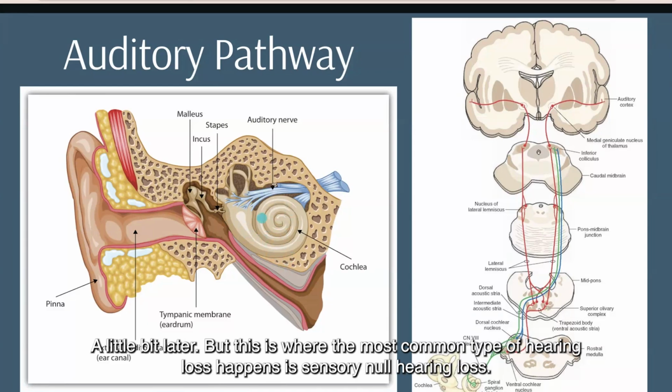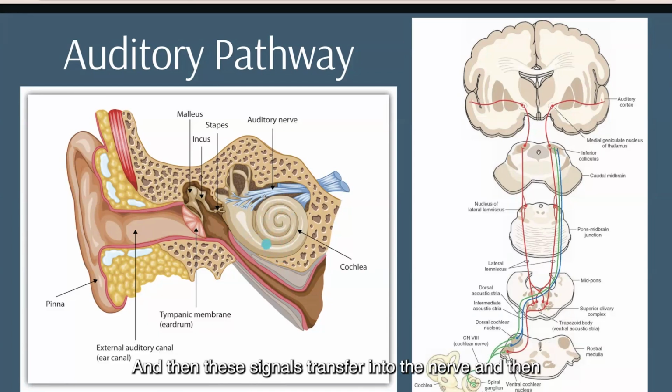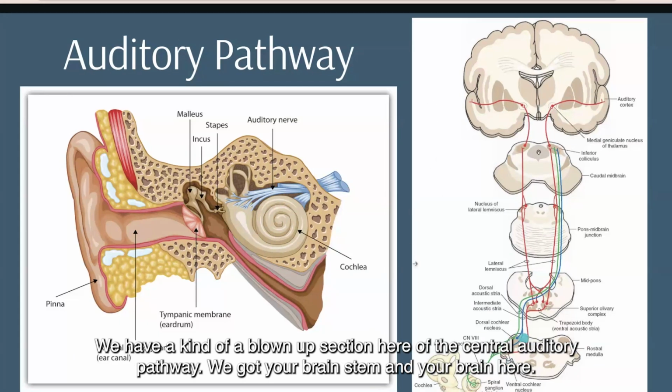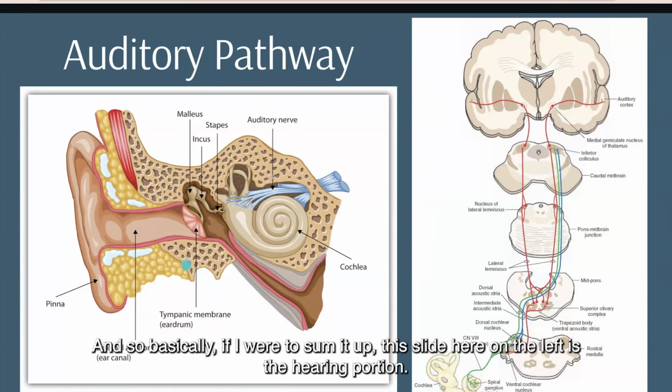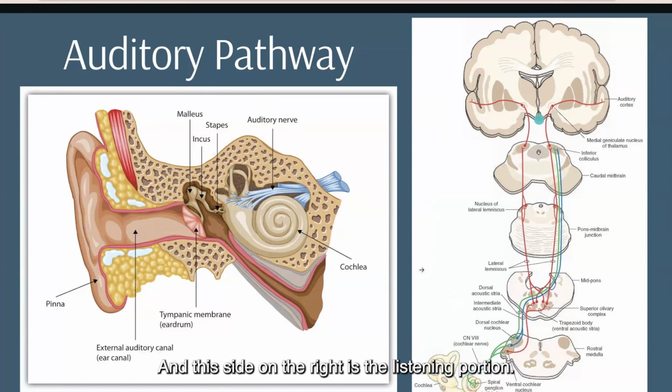But this is where the most common type of hearing loss happens, sensory neural hearing loss. And then these signals transfer into the nerve. And then we have a kind of blown up section here of the central auditory pathway. We've got your brain stem and your brain here. Basically, if I were to sum it up, this side on the left is the hearing portion, and this side on the right is the listening portion.